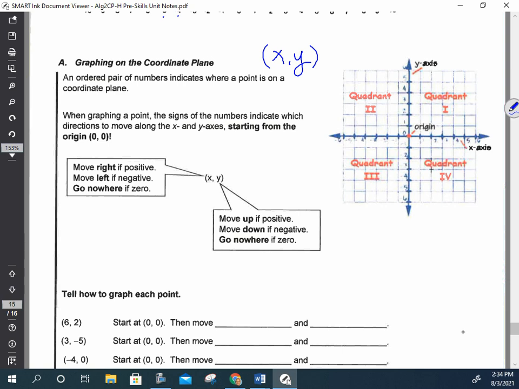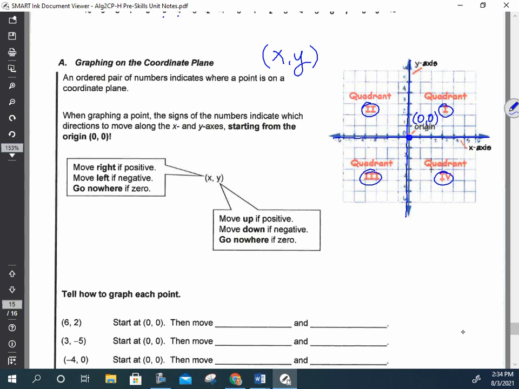So here you have the coordinate plane. You have the x-axis, which flows from left to right, and the y-axis, which flows up and down. Where they intersect, that's the origin. The origin is the point 0, 0. When they intersect, it breaks the graph into 4 parts: Quadrant 1, 2, 3, and 4.